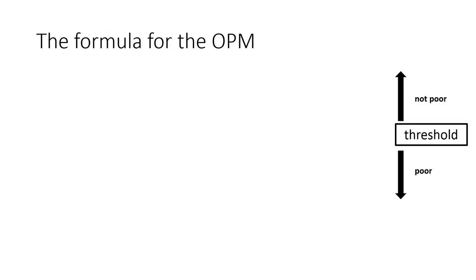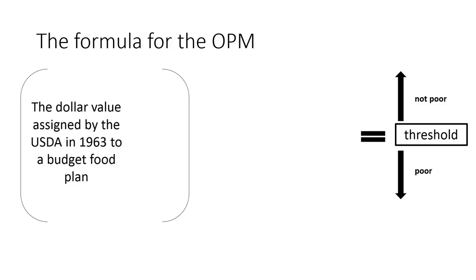You might ask, well, where did the numbers in those boxes come from? Did they just drop out of the sky? The answer is no. We have a formula for coming up with the numbers that go into those boxes. And this is the formula. We take the dollar value that was assigned by the United States Department of Agriculture in 1963 to a budget food plan. We multiply that dollar amount by 3.